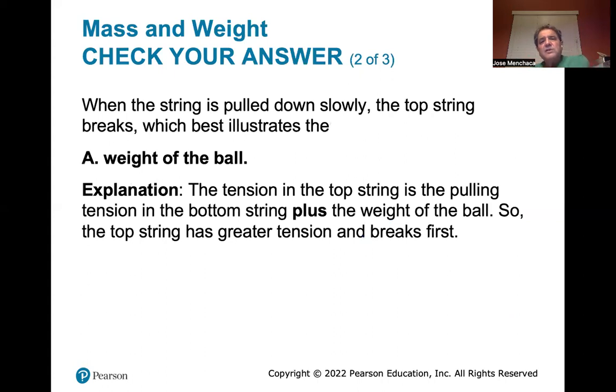And it is. When the string is pulled down slowly, the string breaks, which best illustrates the weight of the ball, because the tension in the top string is the pulling tension in the bottom, what you're pulling on the bottom, plus the weight of the ball. So the top string has greater tension and breaks first. When you're pulling the bottom, all it is is the tension that you're applying, but the top string has both that tension and the weight of the ball.